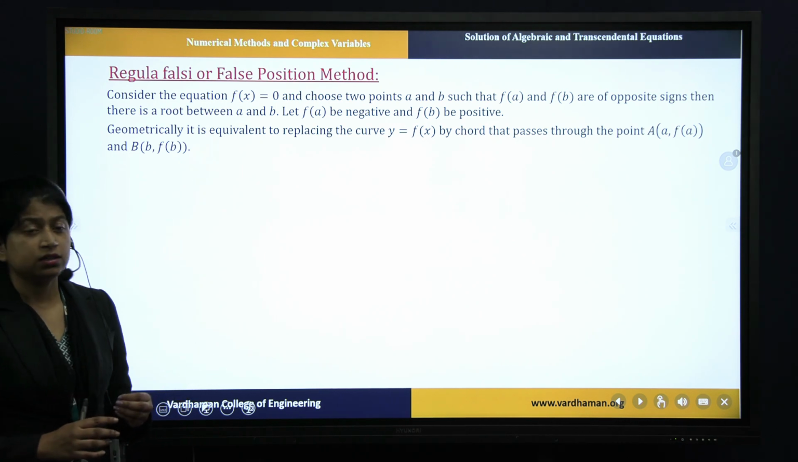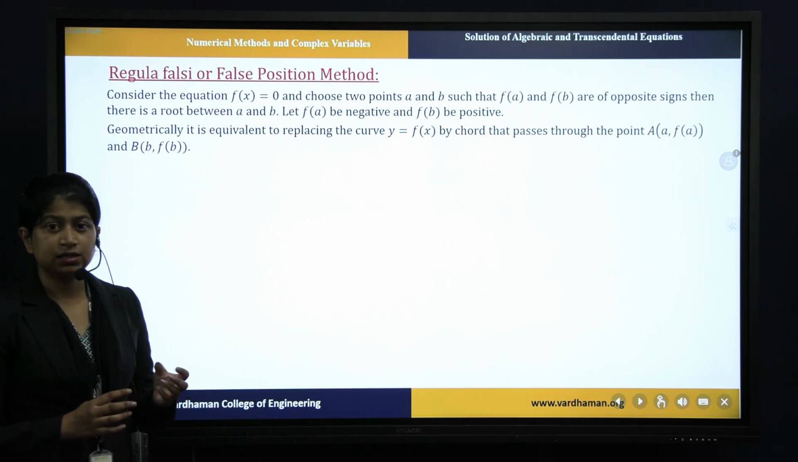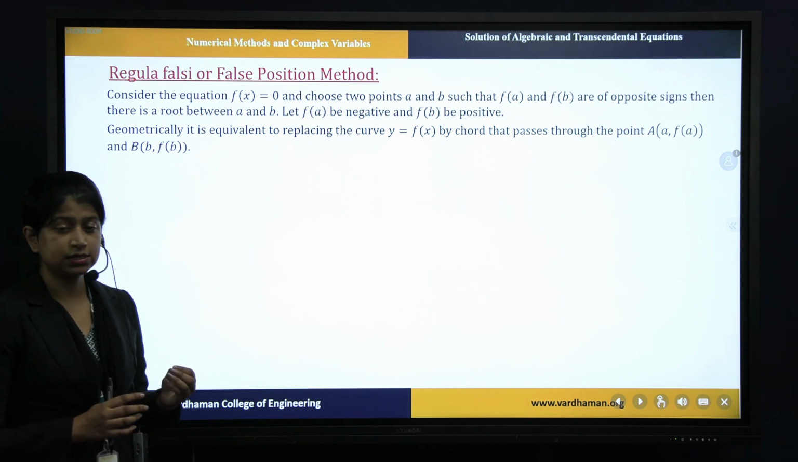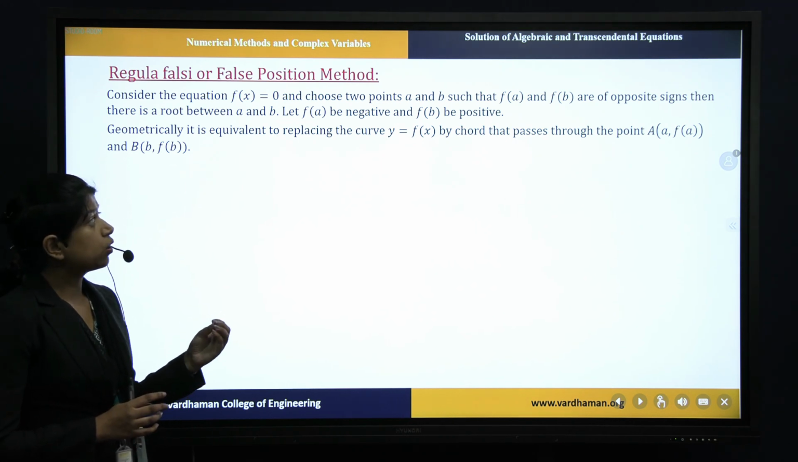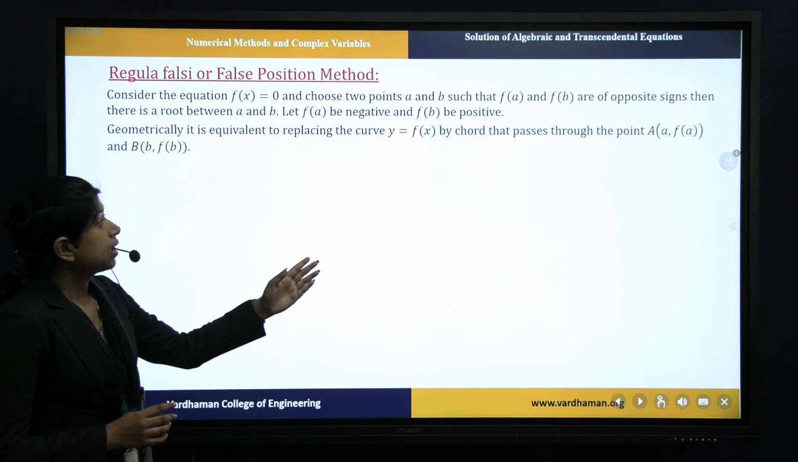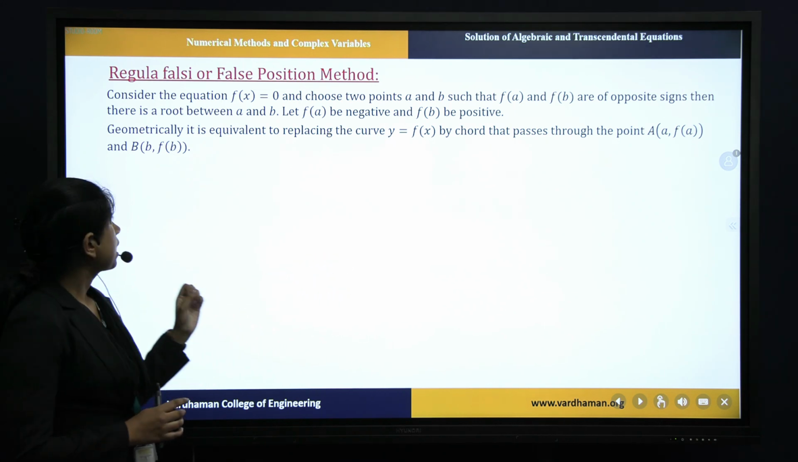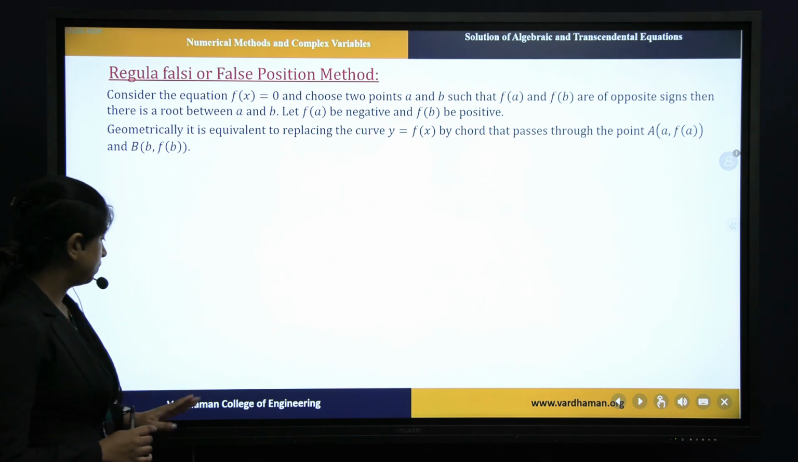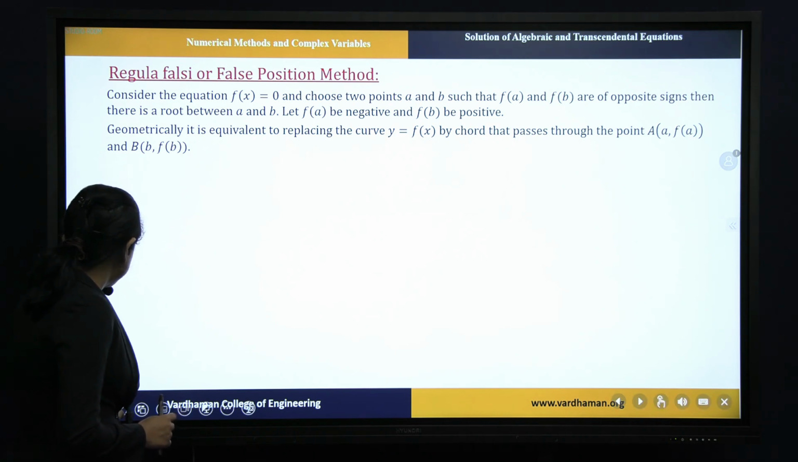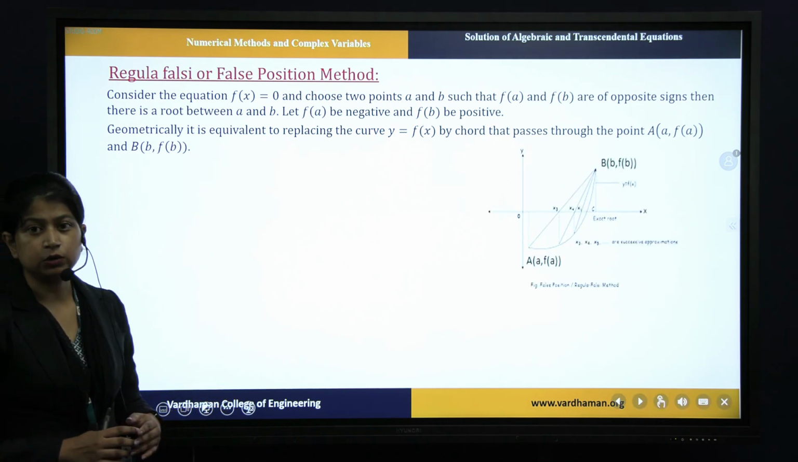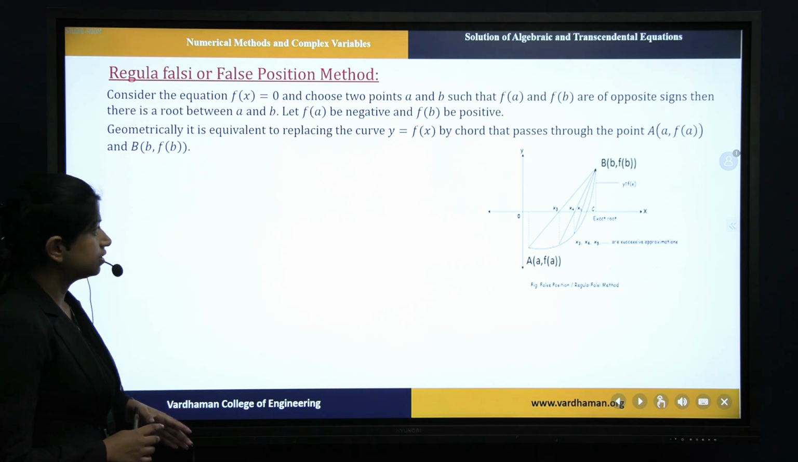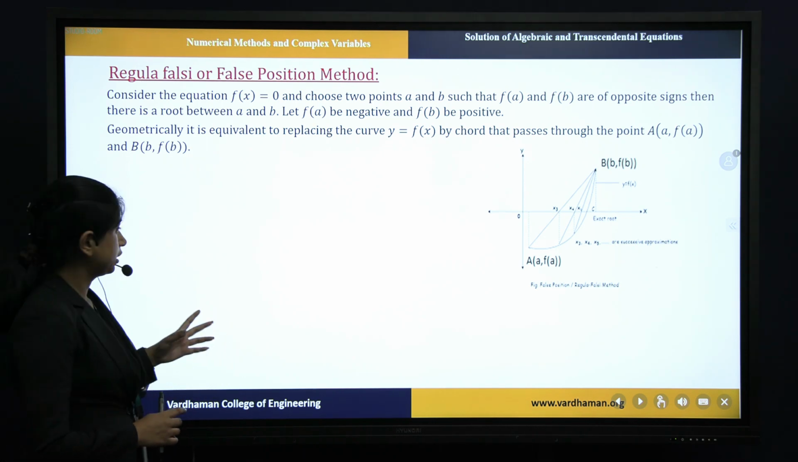Geometrically, this is equivalent to replacing the function y = f(x) by the chord that passes through (a, f(a)) and (b, f(b)). This is how it looks. So let us understand this graphically.